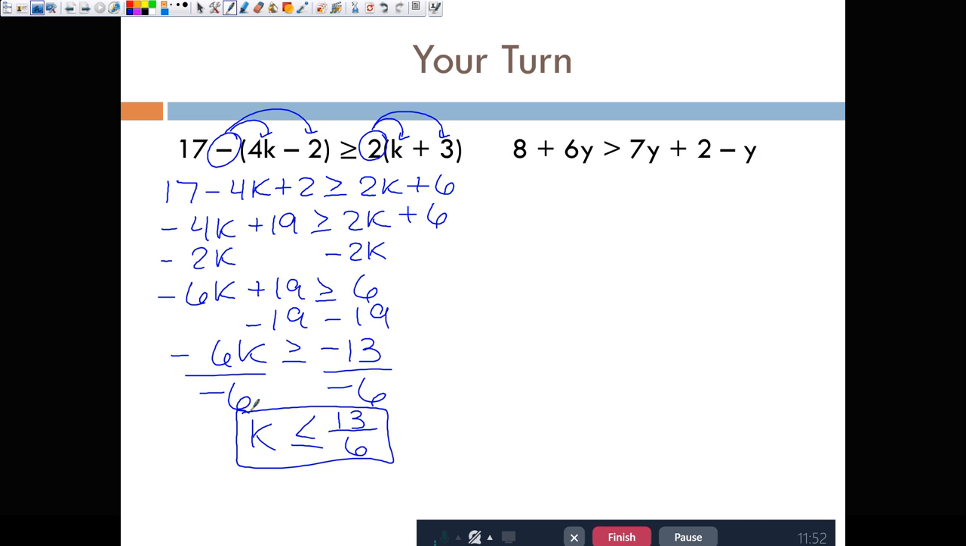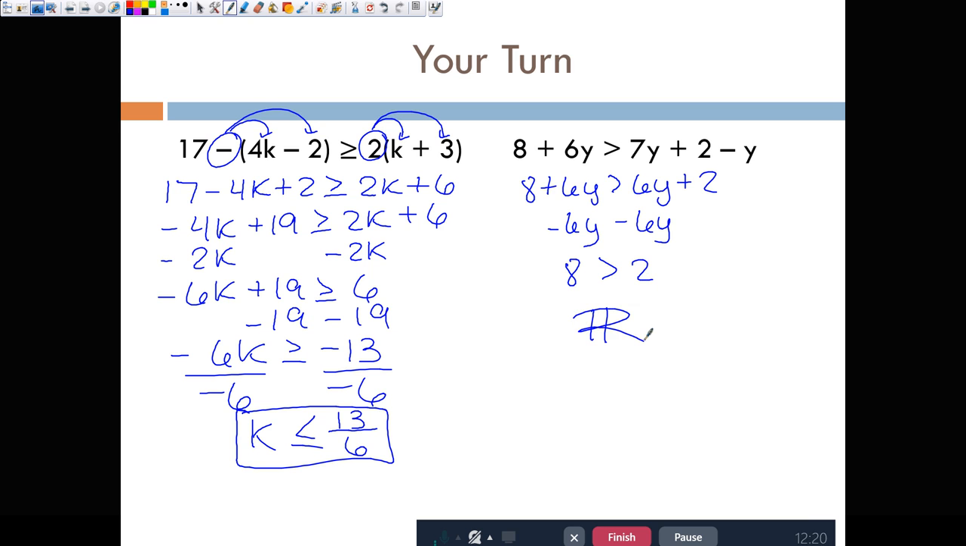Okay, what is my first step here? Do I have parentheses? What about fractions? No. Do I have like terms? Yes. 7y minus y is 6y. Subtract 6y from both sides. So I'll get 8 is greater than 2. Is 8 greater than 2? Yeah, that's a true statement. So that means it's all real numbers, or identity.